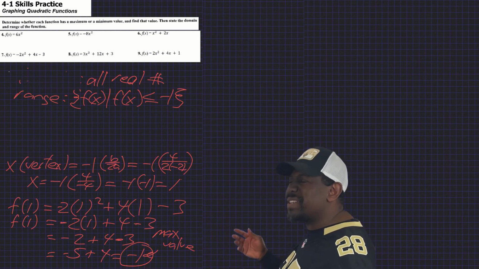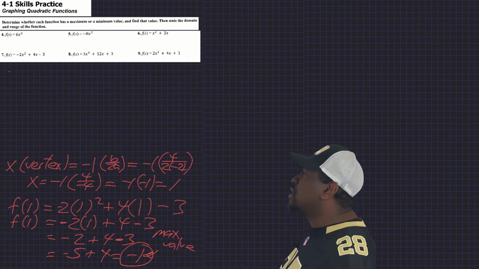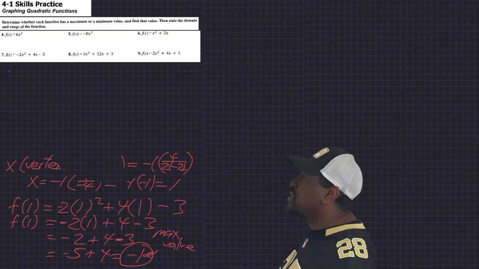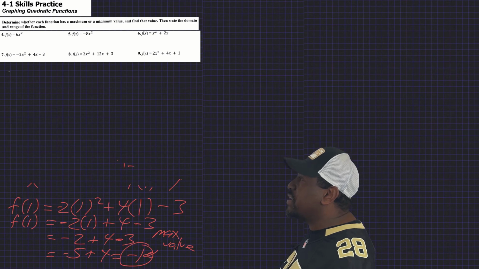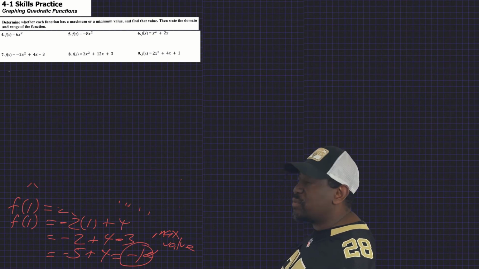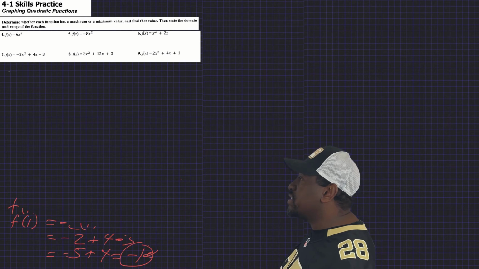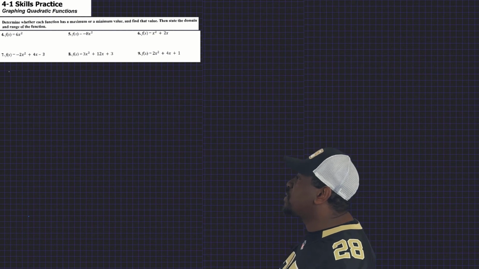So we did a problem that's a little bit different. It didn't change a lot, as you can see. The only difference is when a is negative, you have a maximum value, and the range is less than or equal as opposed to greater than or equal when it's positive. So let's see what happens next.